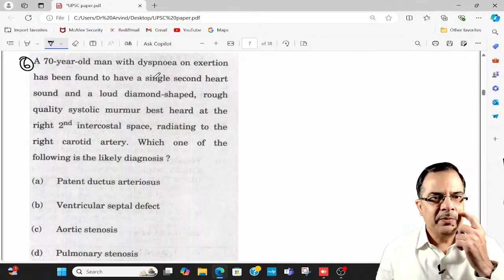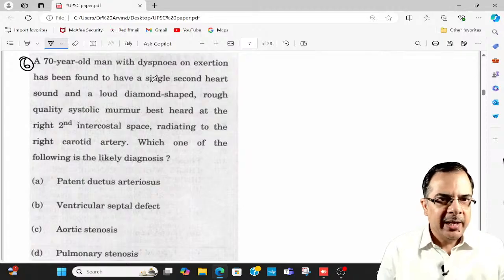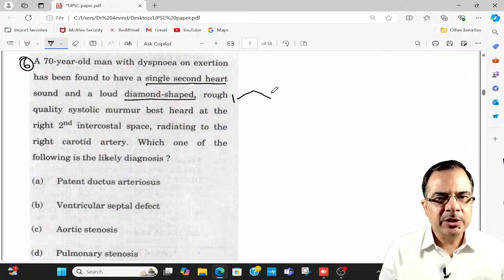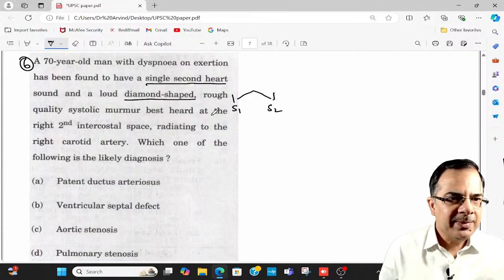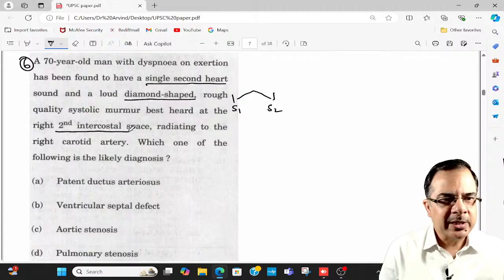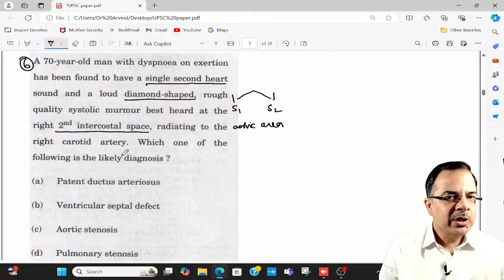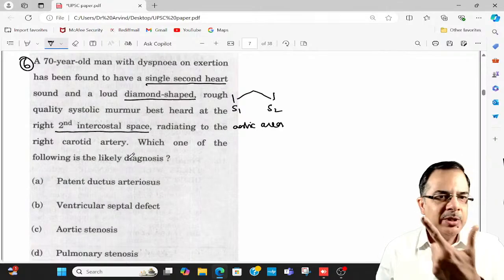The question is, a 70-year-old man with dyspnea on exertion is found to have a single second heart sound and a diamond shaped murmur. Diamond shaped murmur is this type of murmur, that means it is an ejection systolic murmur in a cardiac cycle. This murmur is best heard at the right second intercostal space, and all of you know that the right second intercostal space is the aortic area. So this murmur is heard in the aortic area, radiating to the right carotid. This is a typical clinical examination here.